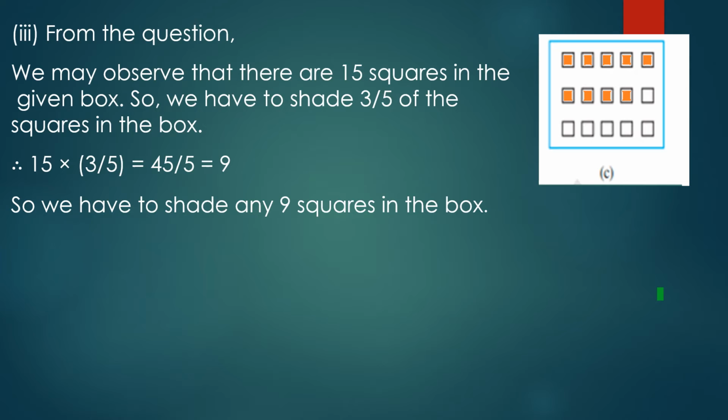So we have to shade how many? 3 by 5 of the squares. Therefore this can be written as 15 into 3 by 5, which is equal to 15 3s are 45, 45 by 5. So we have to shade how many? 5 ones are 5, 9s are 45, therefore 9 squares need to be shaded in the given box.